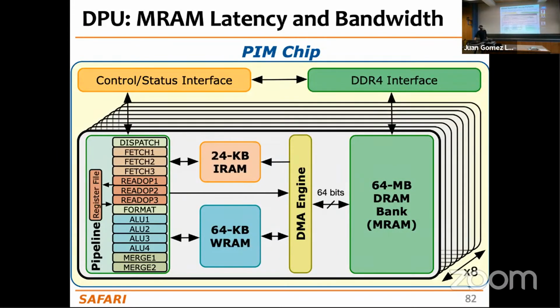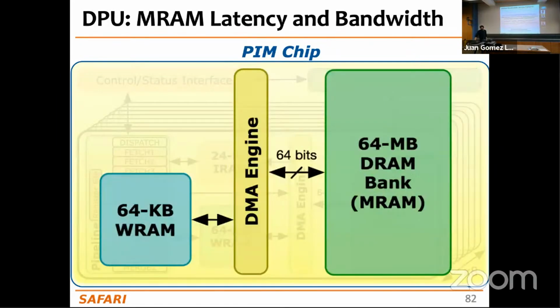Okay, the second thing that we analyze here is the access to MRAM, the DRAM bank that is near each of the DPUs. So here is where we are, and we are going to perform different types of measurements as well. One first thing that we are going to measure is the latency of the DRAM access.